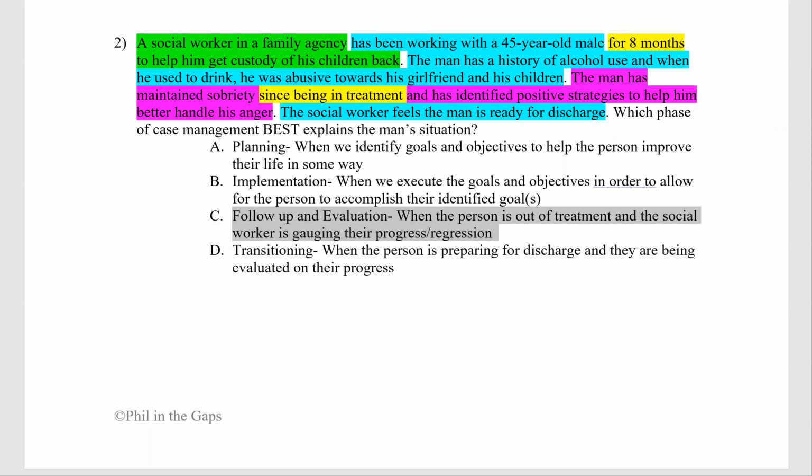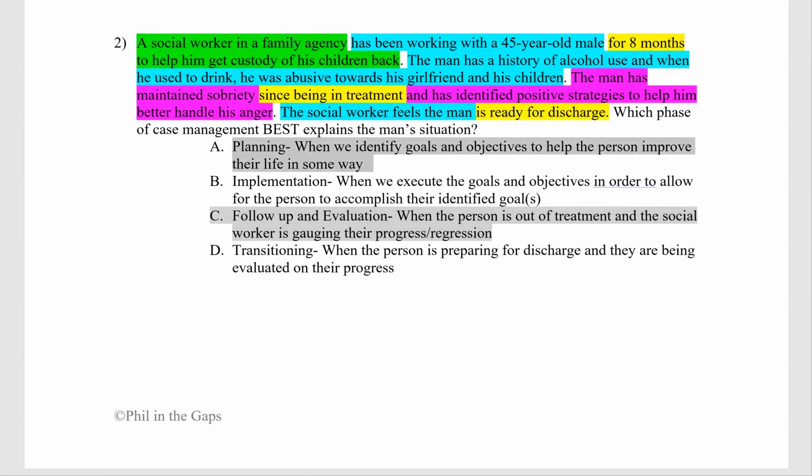So right off the bat, we're going to rule out C. Why? Because the client hasn't gotten out of services yet. He's still treating with us, and we just feel he is ready for discharge. He's not actually discharged at this given moment. So don't add anything that isn't in the question.